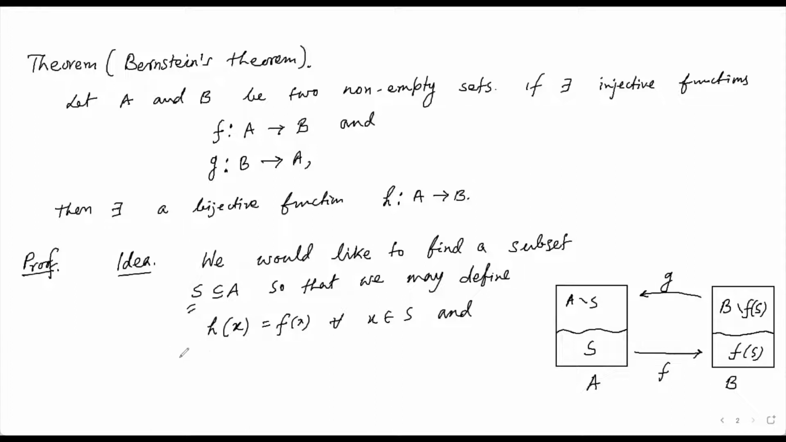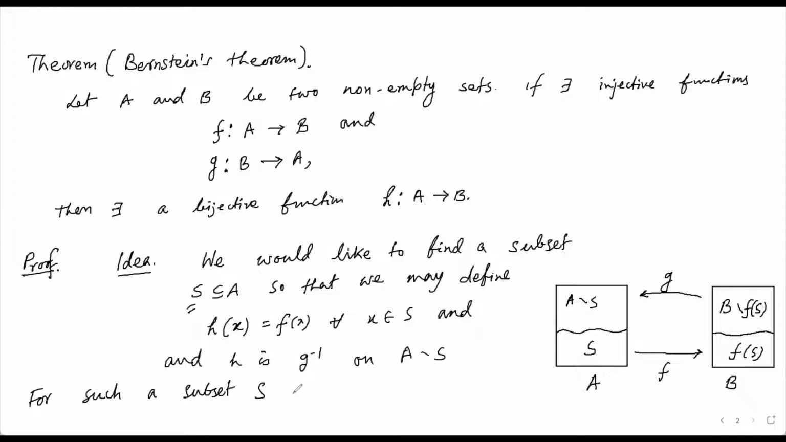And we would like to find a subset S so that we may define H of X equal to F of X for all X belonging to S, and H is G inverse on A minus S. So for such a subset, to get a well-defined function H, what we need is the following.